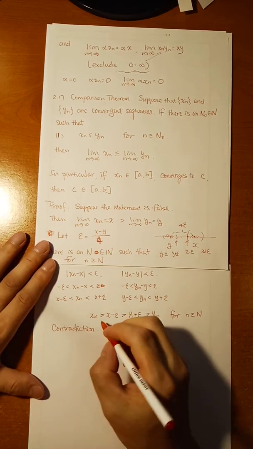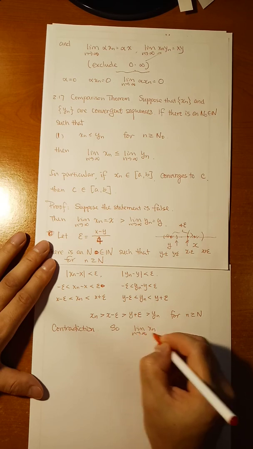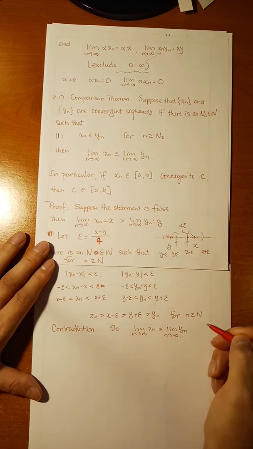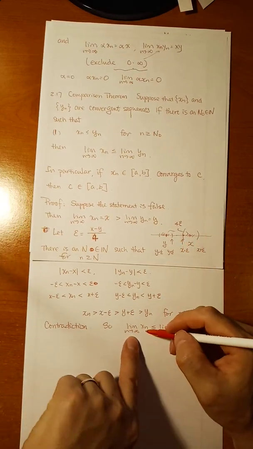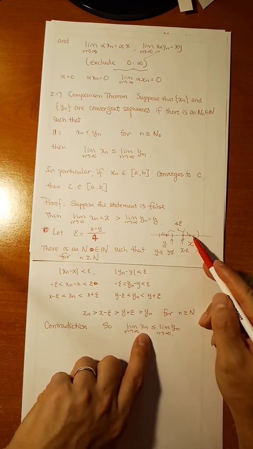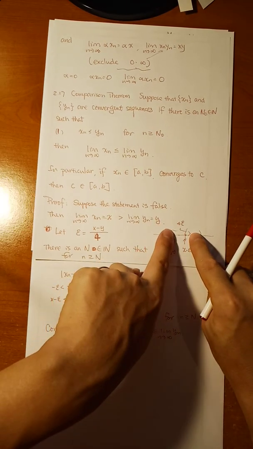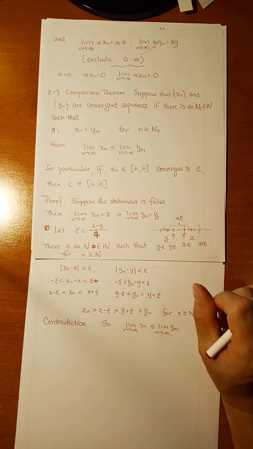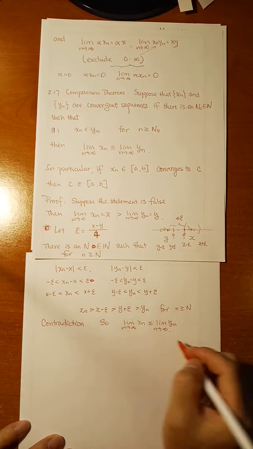This contradiction tells us that the limit of xn must be less than or equal to the limit of yn. Again, it tells us eventually the elements of the sequence will be very close to its limit. If the limit is bigger than that, eventually the elements of xn will be greater than the elements of yn. Okay, so that's a contradiction, and that's a proof of the first part.